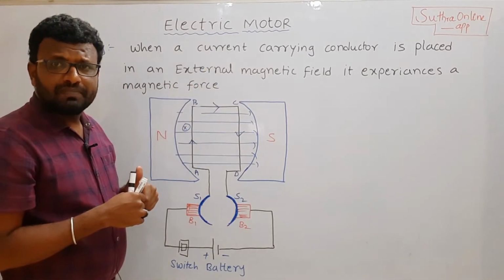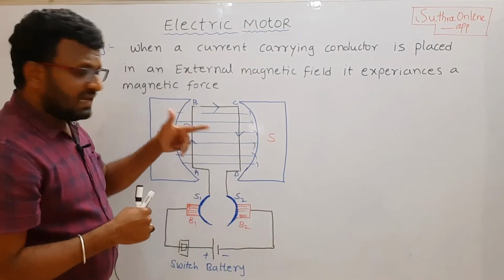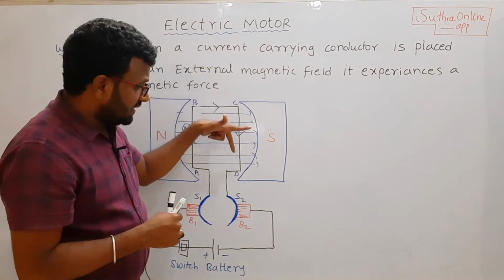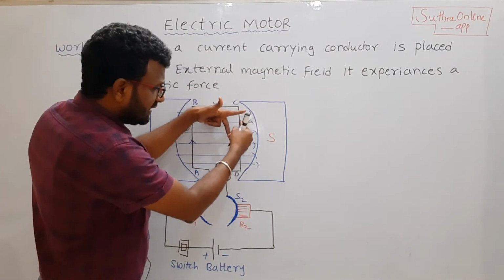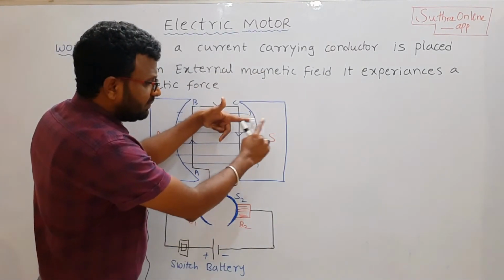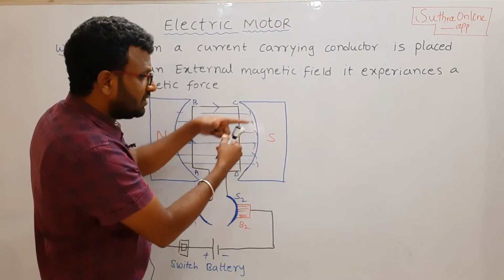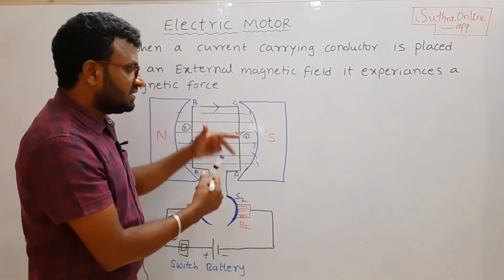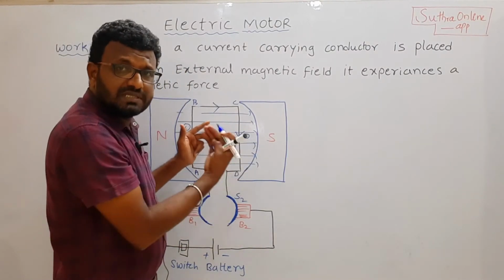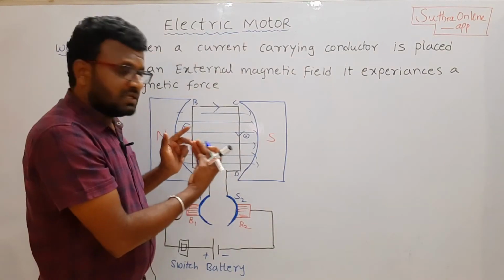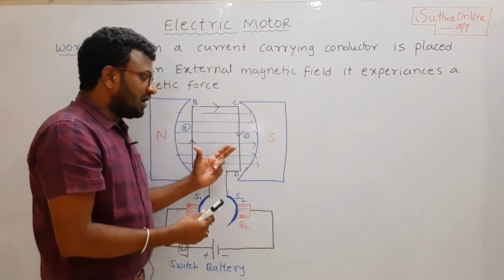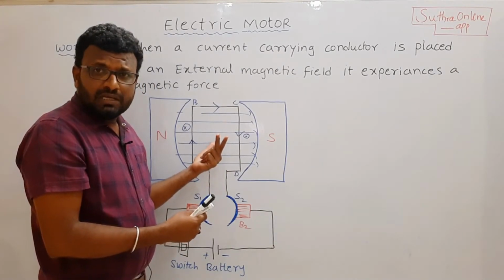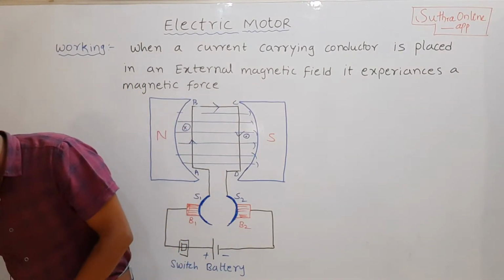When it comes to segment CD, if you apply Fleming's left hand rule again, the current direction here is downward. With the current coming downward and this being the magnetic field direction, the force acts out of the board, which means the upward direction. That means the magnetic force pushes the CD segment in the upward direction. Due to that, the coil takes rotation from 0 to 90 degrees. See here, I will explain clearly.